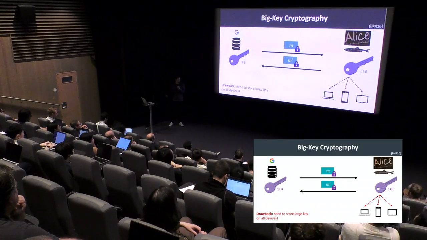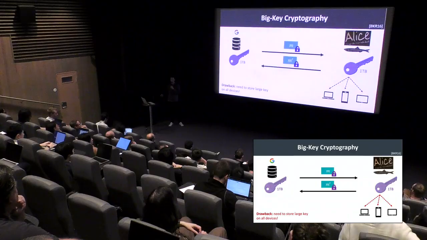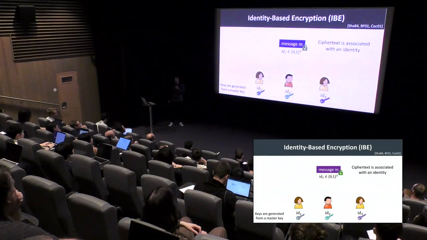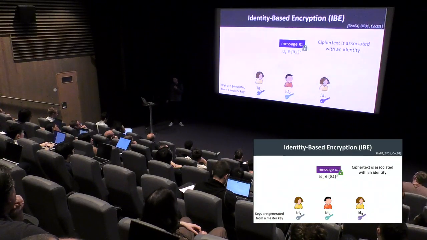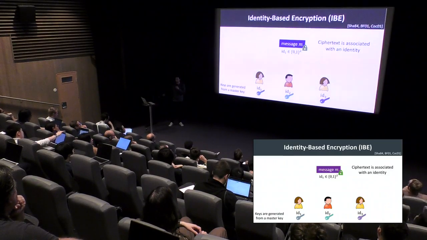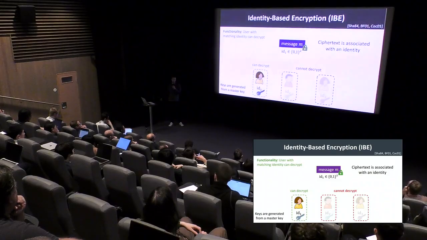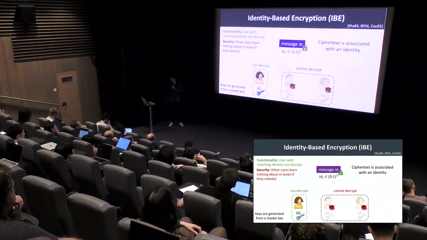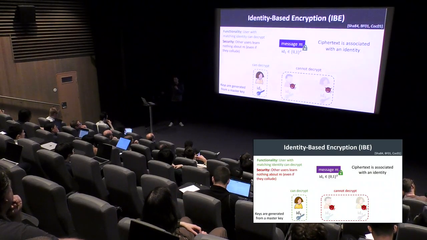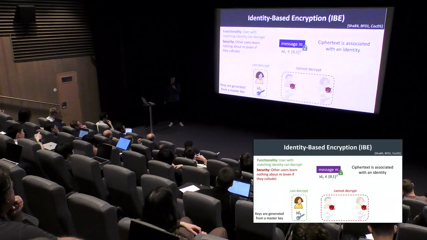And something that's going to be helpful in doing this is this notion of identity-based encryption, or IBE. In this setting, we have basically a public key encryption scheme where ciphertexts are associated with an identity, as are the keys. And we want the property that if the identities on the key and the ciphertext match, then we can decrypt. Otherwise, even a group of adversarial users is not going to learn anything about the message.